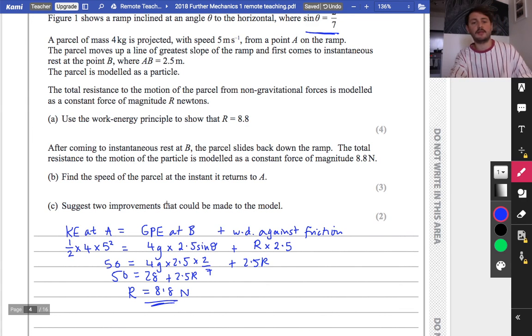Okay, after coming to instantaneous rest at B, the particle slides back down the ramp. The total resistance to the motion of the particle is modelled as a constant force of magnitude 8.8. Find the speed of the parcel at the instant it returns to A. Suggest two improvements that could be made to the model. Okay.